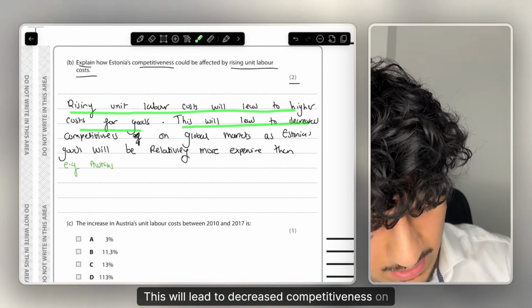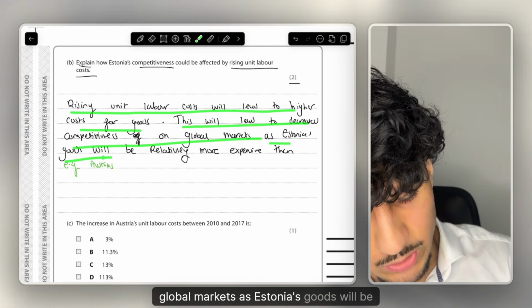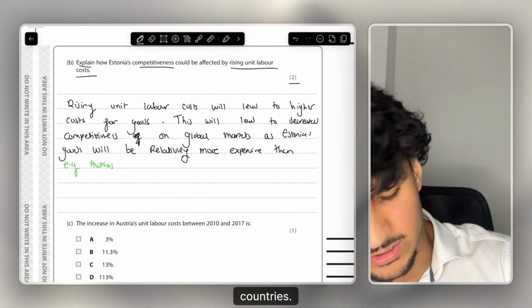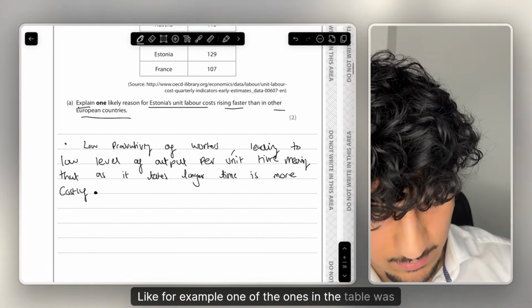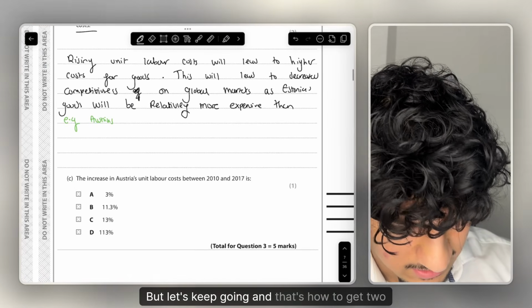This will lead to decreased competitiveness on global markets, as Estonia's goods will be relatively more expensive than the other countries. Like for example, one of the ones in the table was Austria. But let's keep going, and that's how to get 2 marks there.